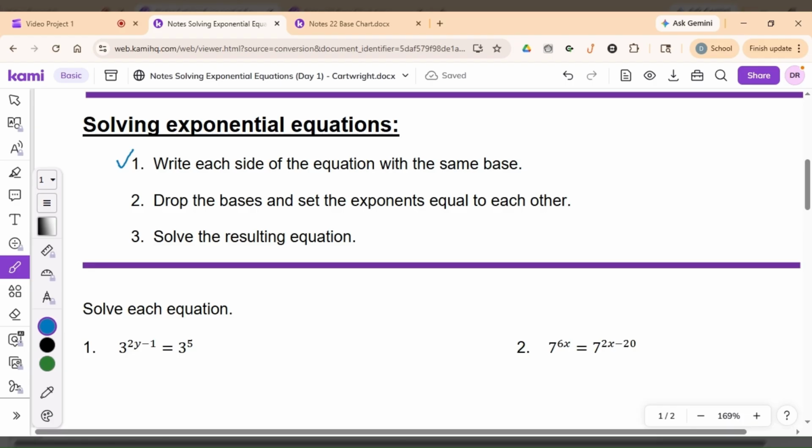But we're going to see that they have the same base already. That means the value underneath the exponent, the big number written at the bottom. So what we're going to do here is look at example 1.